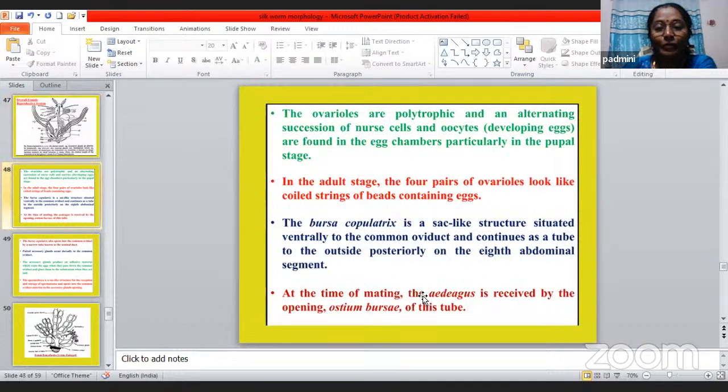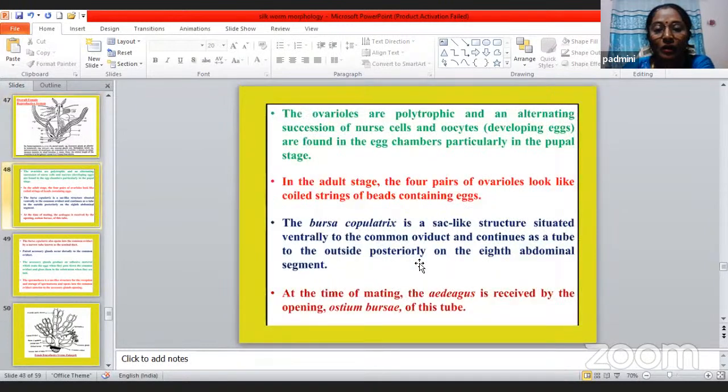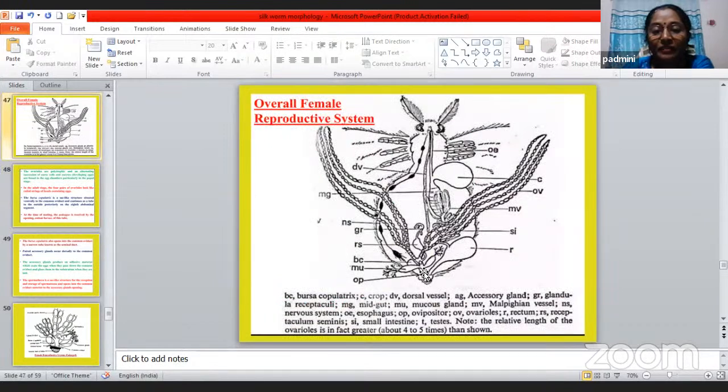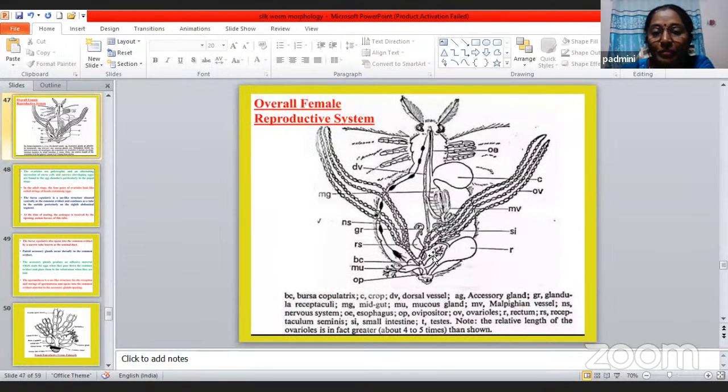And at the time of mating, the aedeagus is received by the ostium bursae. So the bursa copulatrix opens into a small ostium bursae, a very small ostium bursae, where they take up the aedeagus. That is, the aedeagus is the male part of the reproductive system, and it secretes the sperm, which is lodged inside the ostium bursae. So if you can see, the ostium bursae, and they have this spermatheca where the sperms are being stored. I'll show you a better picture.